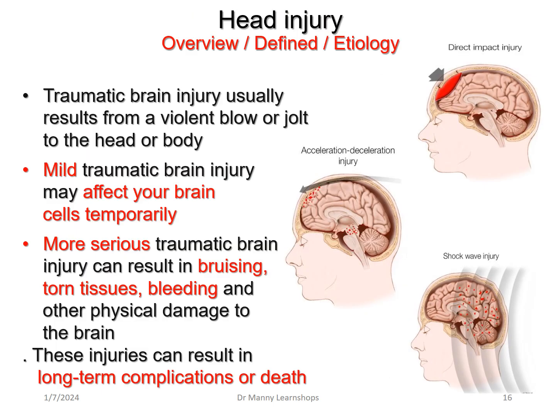When we look at head injury, now remember, your brain is your computer. Damage your computer and you've got an issue. So traumatic brain injury usually results from violent blow or a jolt to the head. It can be mild, moderate or severe. Now, mild affects the brain possibly temporarily, and you typically recover. But with more serious injuries, which result in bruising, cerebral edema, torn tissues, intracerebral bleeding, bleeding in general, hemorrhage, which can affect other parts of your body in respect to physical damage to the brain. And as I said previously, these injuries can result in long-term complications or death as a consequence.